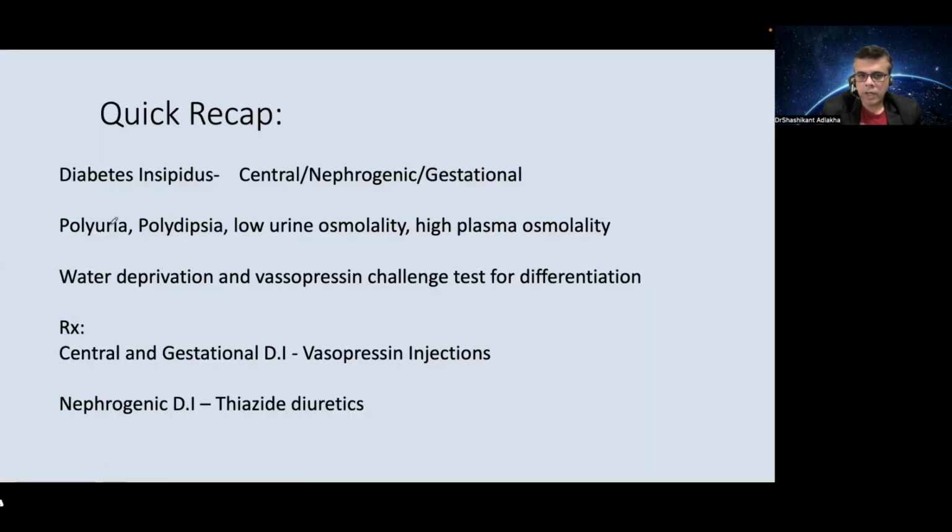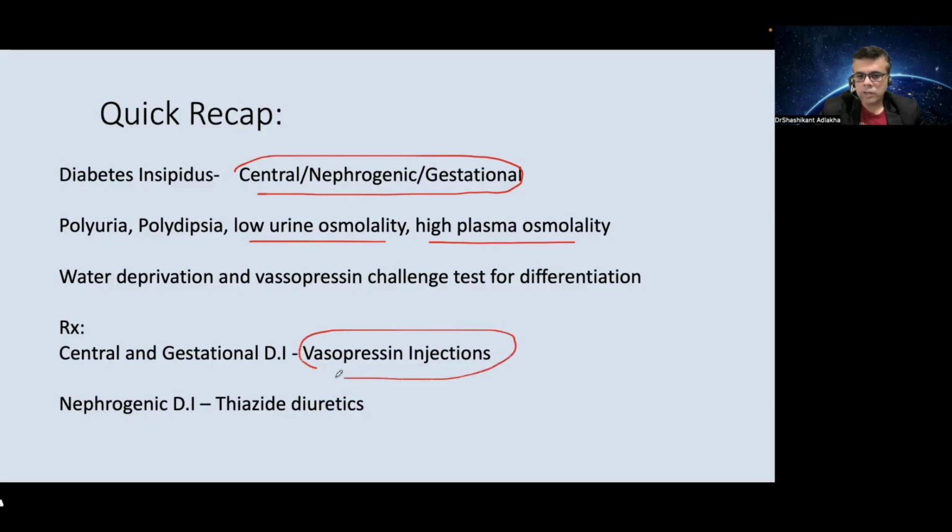So let's have a quick recap. Diabetes insipidus is divided into central, nephrogenic, and gestational. Polyuria, polydipsia, low urine osmolality, and high plasma osmolality are seen. Water deprivation and vasopressin challenge tests are used for differentiation. For treatment, central and gestational diabetes insipidus are treated with vasopressin injections, and nephrogenic diabetes insipidus is treated to an extent by thiazide diuretics.